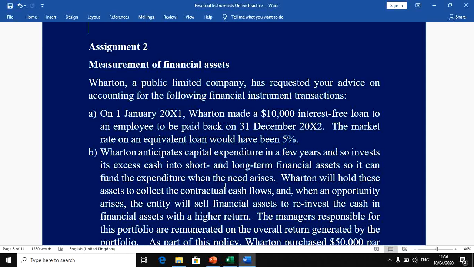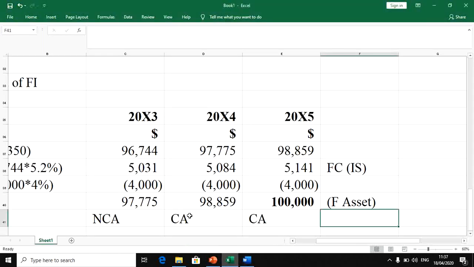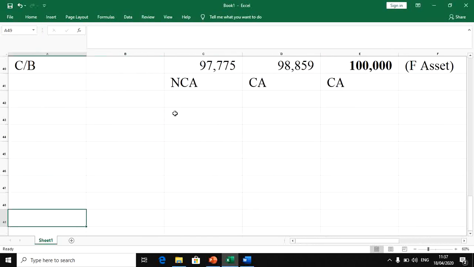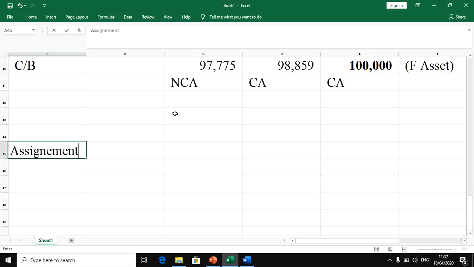On 1st January 20x1, Wharton made a 10,000 interest-free loan to an employee to be paid back on 31st December. The market rate on an equivalent loan would have been 5%. How do we proceed with that? This is assignment 2. Let us deal with that work and see if we can get somewhere.